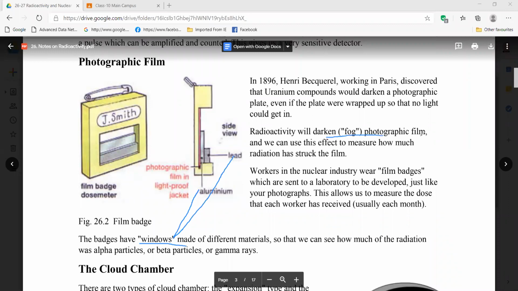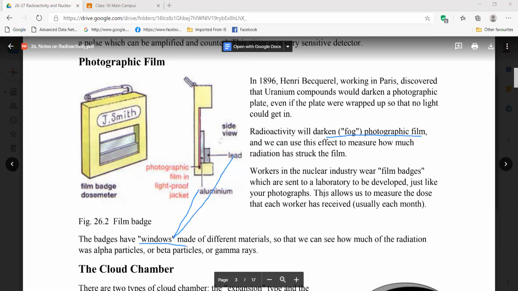Another thing is that the photographic film is over here. This photographic film has some chemicals, and those chemicals will become dark, foggy, or faded. From that we can understand how much detection there is. If the film becomes more dark, then we understand that there is more radioactive emission in the surrounding area.